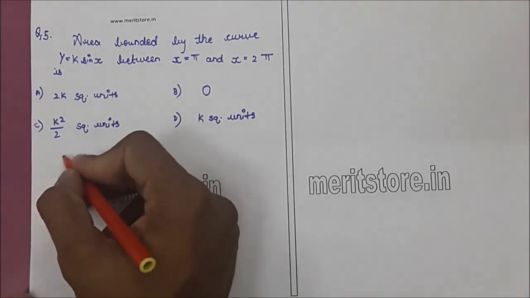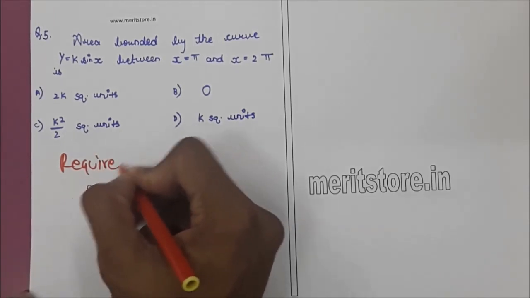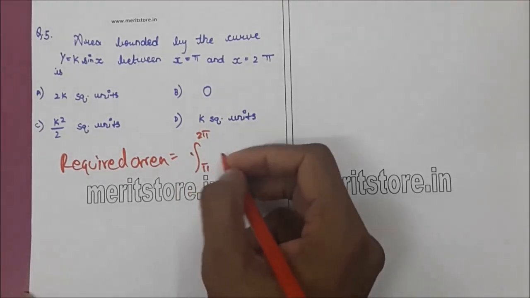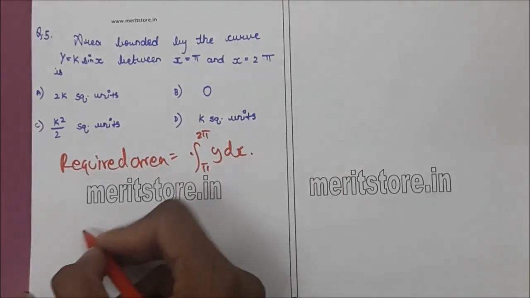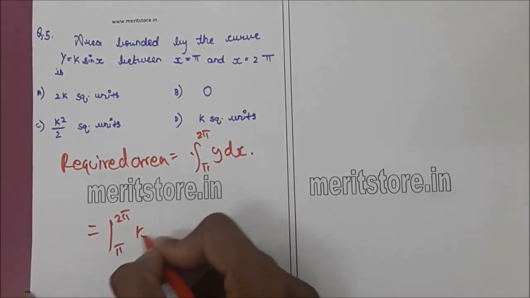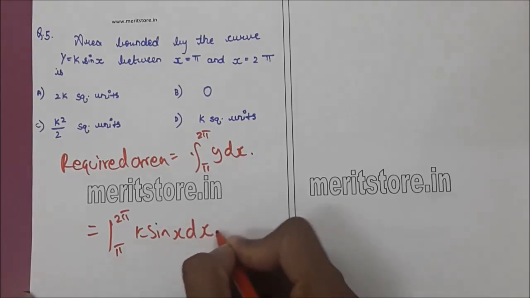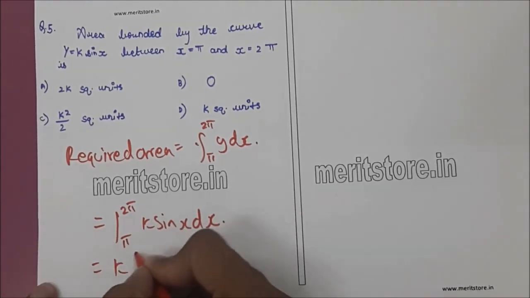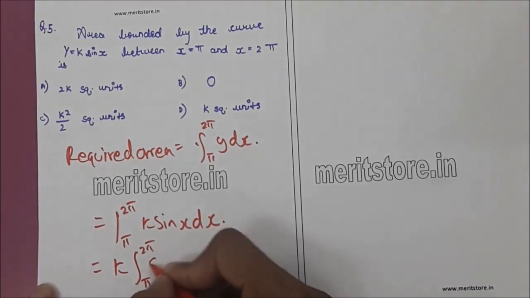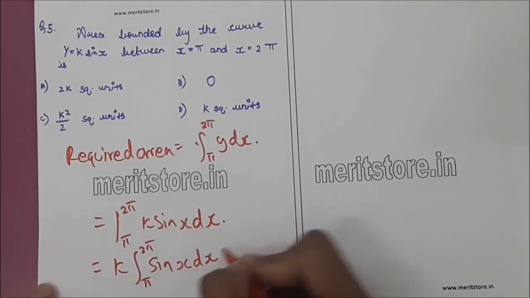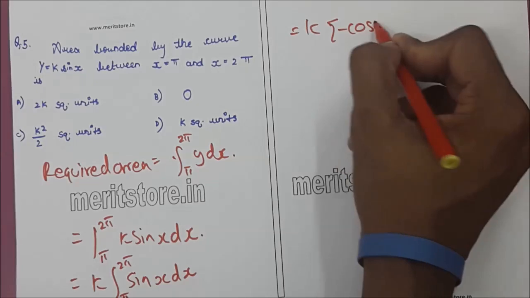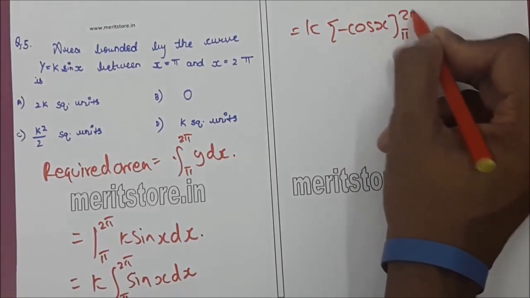Required area is equal to the integral from pi to 2 pi of y dx. We substitute the value of y, so we get the integral from pi to 2 pi of k sin x dx. We take the constant out of the integral, we get k times the integral from pi to 2 pi of sin x dx. The integral of sin x is minus cos x, from pi to 2 pi.